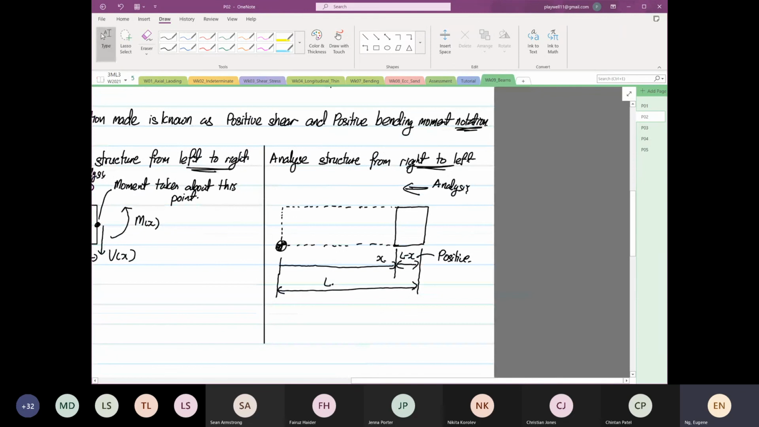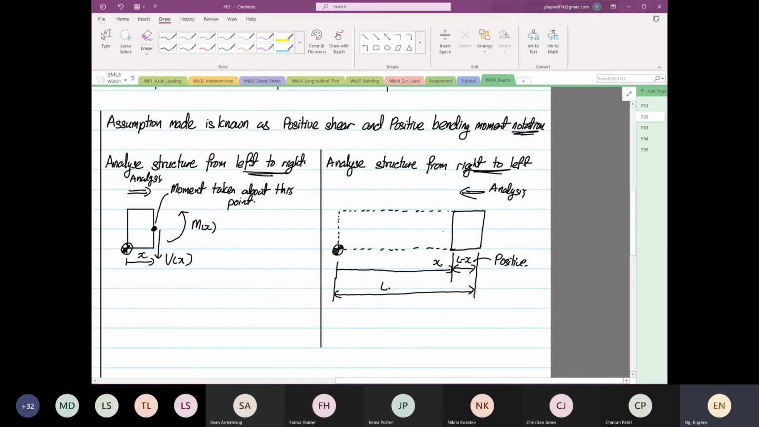So when you do it from right to left, your positive shear will be in this direction, and your positive bending moment will be in this direction. So you are taking your moment at that point. The moment is taken from here. Okay, so that is what we mean by positive shear and positive bending moment.